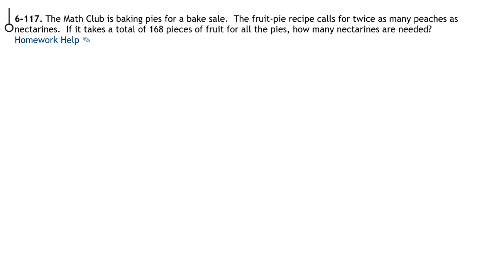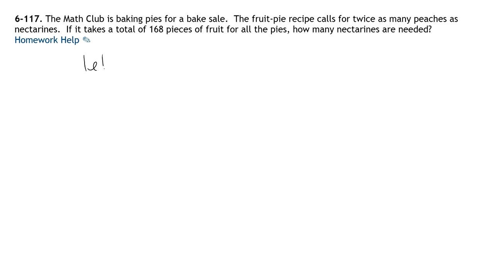Anyways, the fruit pie recipe calls for twice as many peaches as nectarines. If it takes a total of 168 pieces of fruit for all pies, how many nectarines are needed? Well, okay, that's interesting. Of course, the math club would come up with something like this. So let's see, we've got peaches and nectarines.